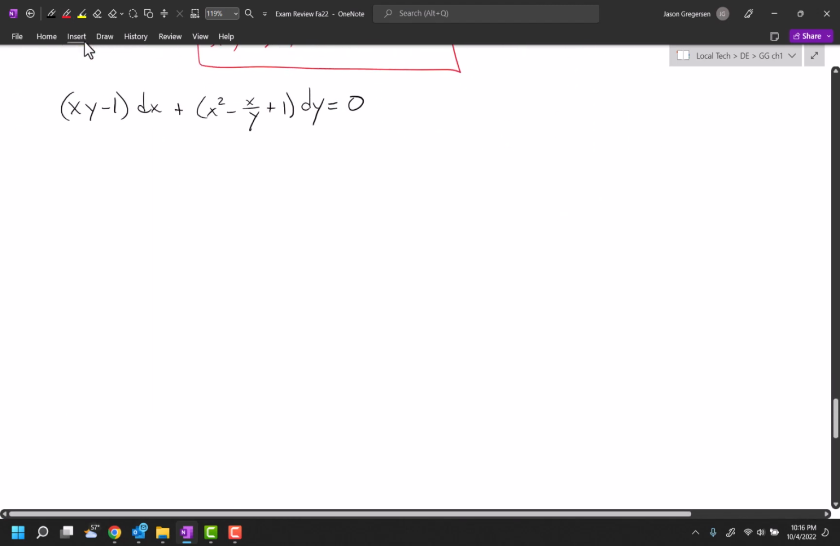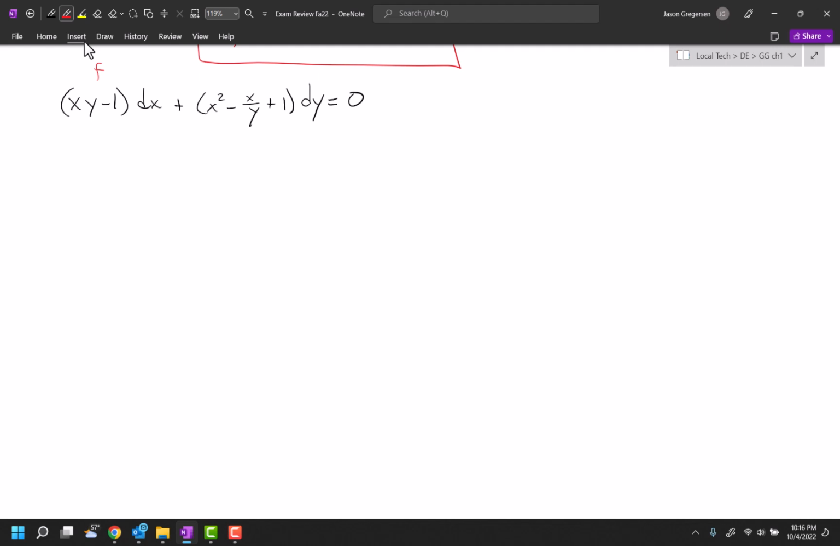However, what if we have a differential equation like this? Right, where if we go to test, so if this is our f and this is our little g, if we calculate our f sub y, we would get the partial of the first piece with respect to y is going to be x. If we calculate our g sub x, that's the partial of the second piece with respect to x, we're going to get 2x minus 1 over y. These two are not equal, so this differential equation is not exact.